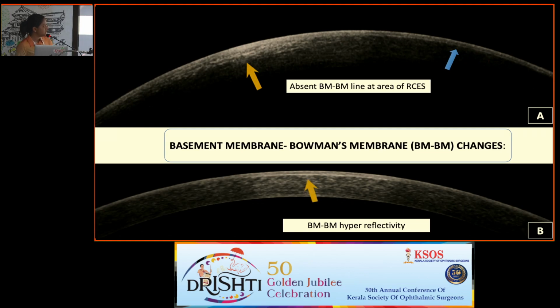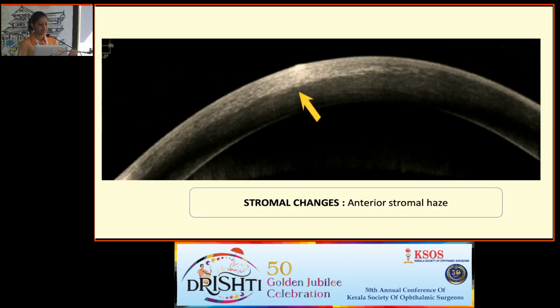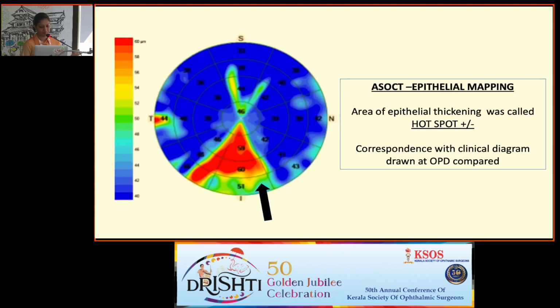The BMBM changes that we noted were, as you can see with the blue arrow, a BMBM line which is seen in the other areas was absent in the area of RCS. And in some patients, the BMBM layer was hyperreflective in the area of RCS. Coming to the stromal changes, there was anterior stromal haze noted in a few. Additionally, in the epithelial mapping, as you can see with the pointed area, the area of epithelial thickening in the area of RCS was denoted as the hotspot in the study, and we looked at whether this hotspot corresponded to the clinical diagram drawn in the OPD.